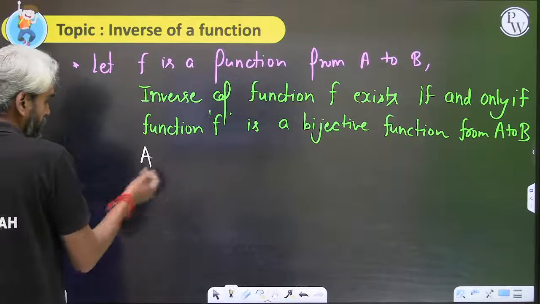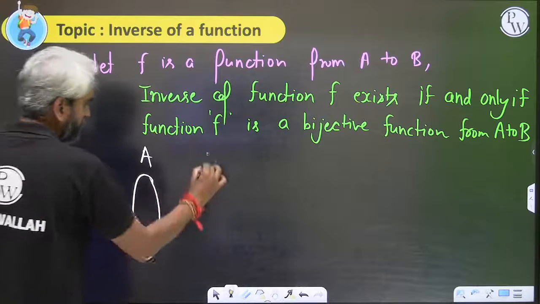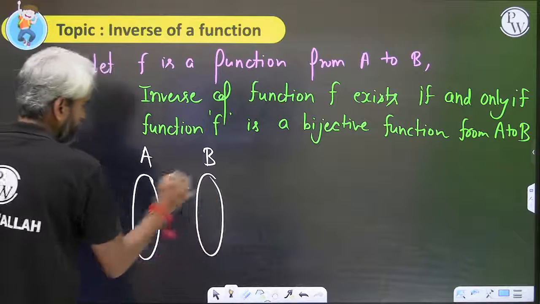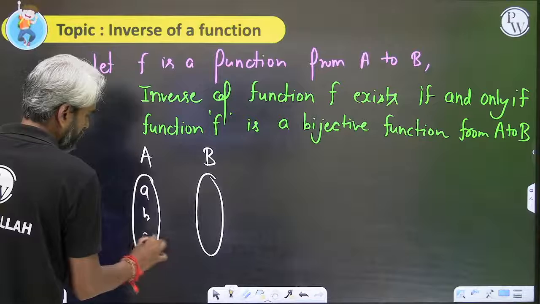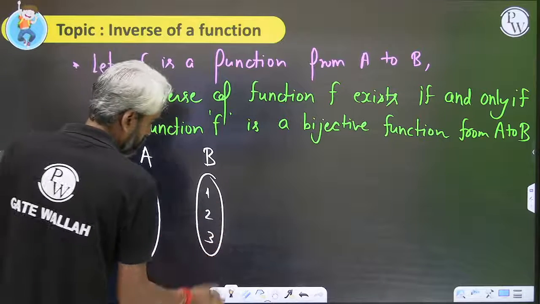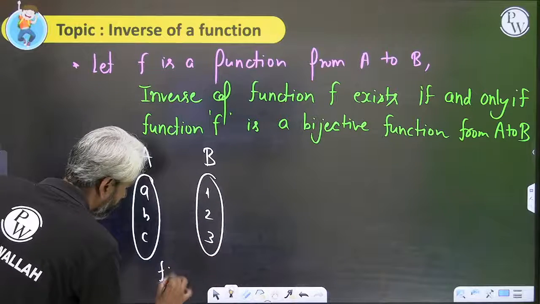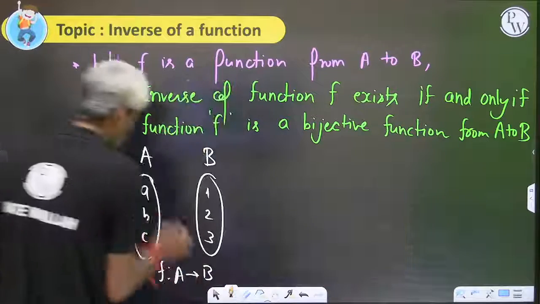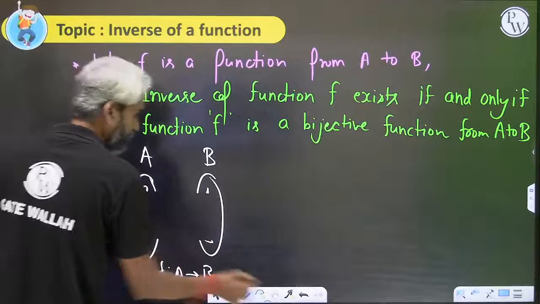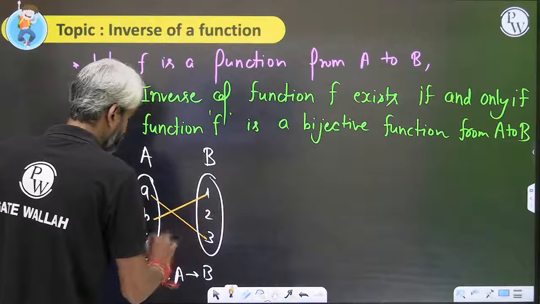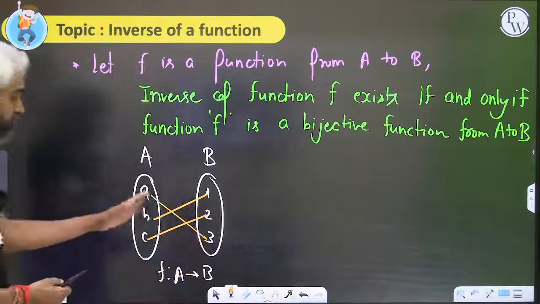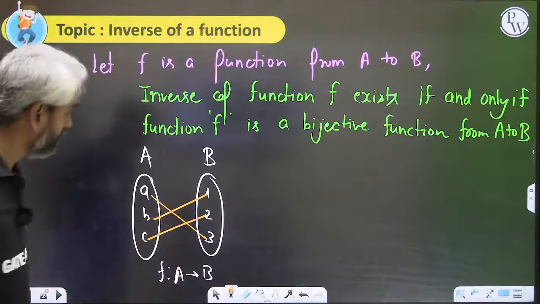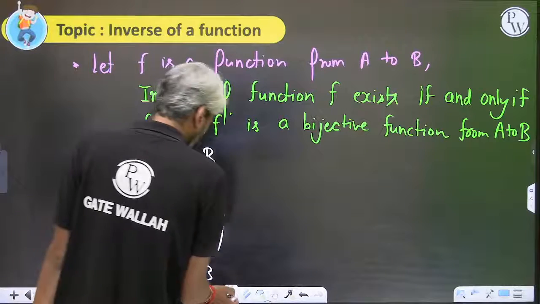So let's assume that I have a bijection. One is related to one, and this one, yes sir. This onto, yes sir. So bijection.